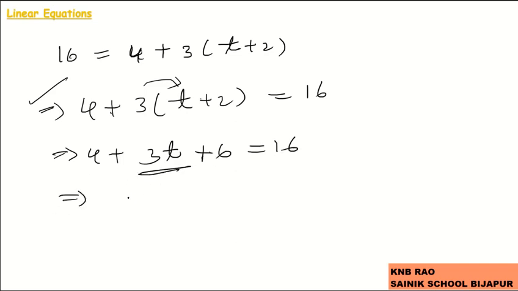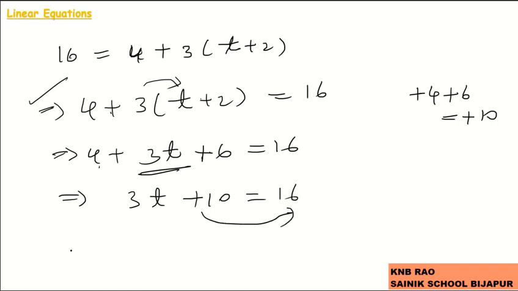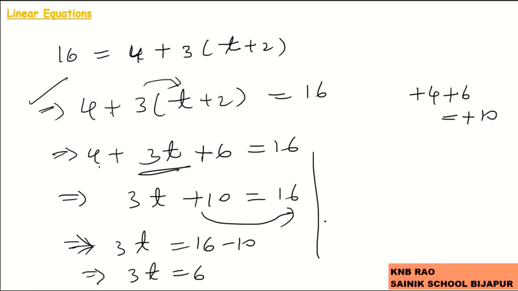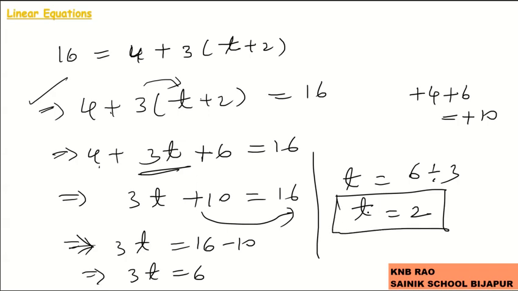Now, the variable portion is 3t, plus this plus 4 and plus 6, they are both addends. You know, plus 4 and plus 6 results as plus 10. So, that plus 10 I am writing, equals 16. Now, 10 is transposed to the other side. So, 3t equals 16 minus 10. It implies 3t equals 6. Further, t equals 6 divided by 3. Further, t equals 2 is the solution.